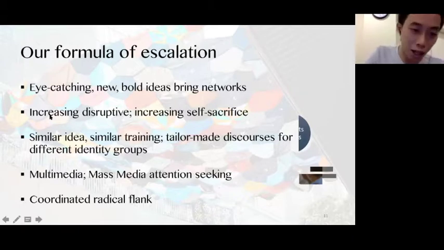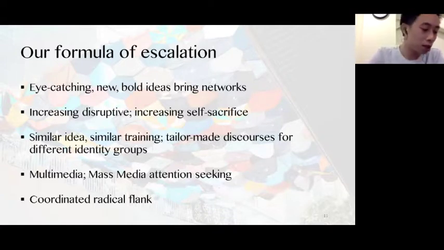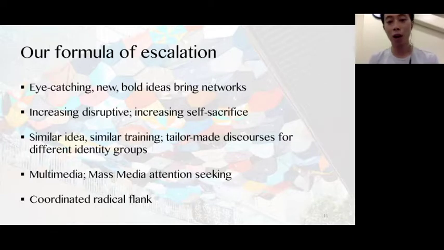And then for escalation, of course, we were increasing it throughout the timeline. We were increasingly disruptive. We were increasingly self-sacrificing, and it made the moral appeal to the general public greater. Thirdly, although the whole idea of civil disobedience was similar amongst the network of civil society groups, when the civil society groups tried to promote the idea and actions, they were actually tailor-made to their own audience. So for women's groups, they used the discourse of how women can participate in the democracy movement. In student groups, we would talk more about the struggles of being a youth in our society, and that only civil disobedient action can help us overcome the struggles. So it is a tailor-made discourse across the network of civil society groups.